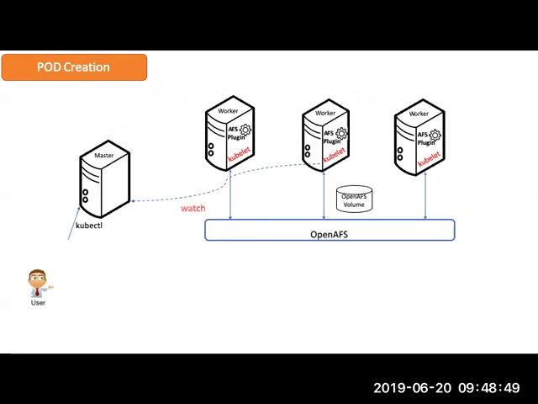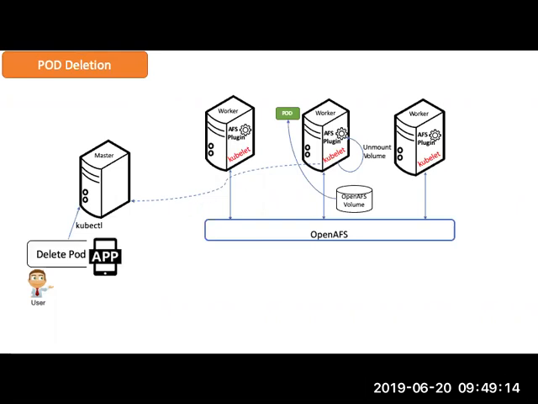Now there is a kubelet, and kubelet is watching for any mount request, right? For the pod or the application. So the user creates an application. The kubelet sends the mount request to the plugin, and the plugin mounts the volume inside the pod. Right. Now the user deletes the app. The kubelet calls unmount on the AFS plugin, and finally the volume is unmounted. And if you delete the volume, it gets deleted.